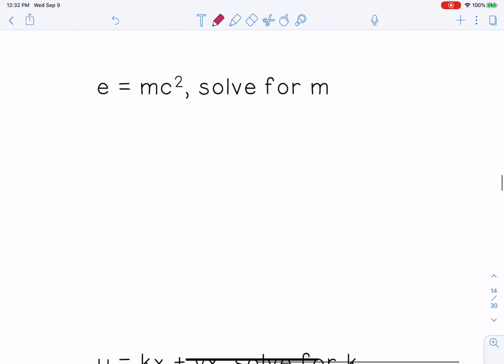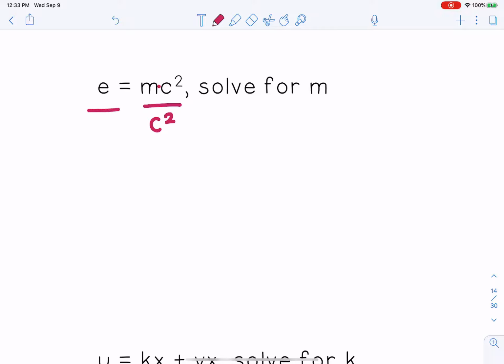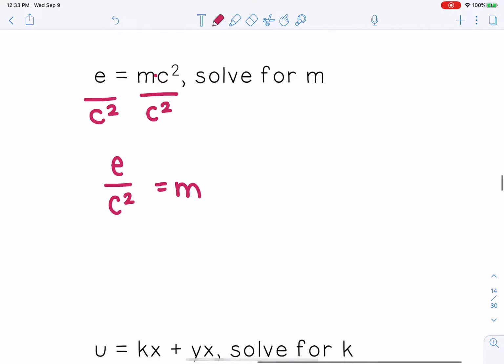Now in this case, e equals mc squared. You might recognize this from science. It says to solve for m. Well, what's happening to m? It's being multiplied by c squared. So I'm going to divide both sides by c squared. When I do that, I get e over c squared equals m. I solved for m, so I'm just going to rewrite this as m equals e over c squared.